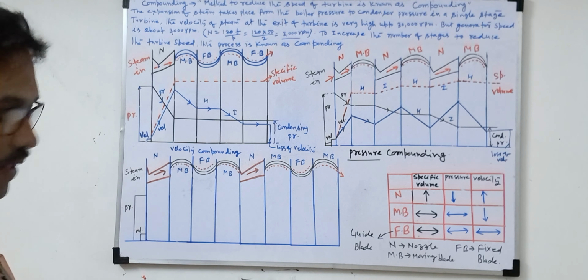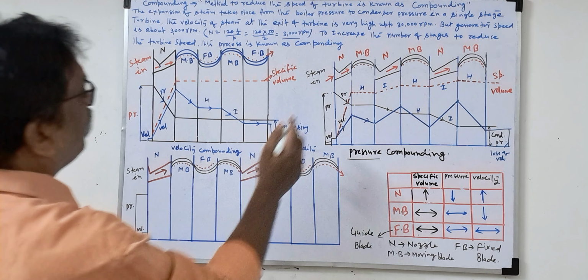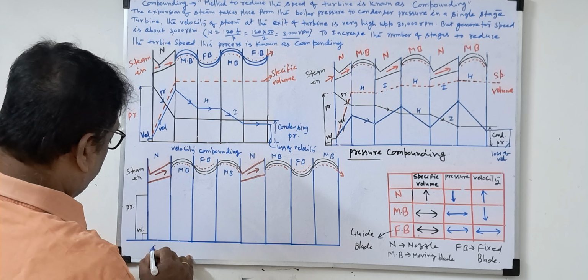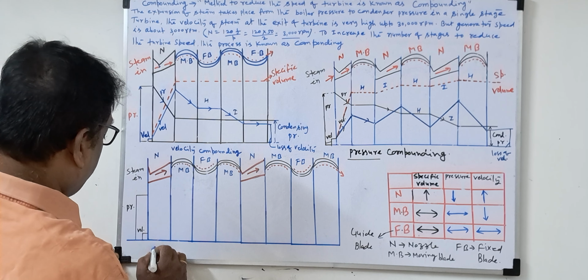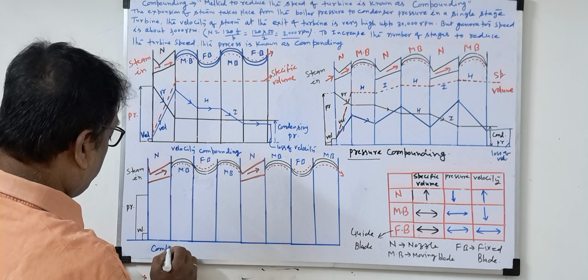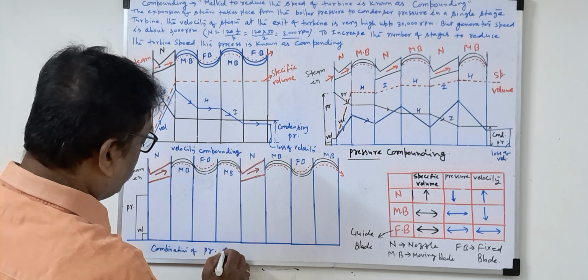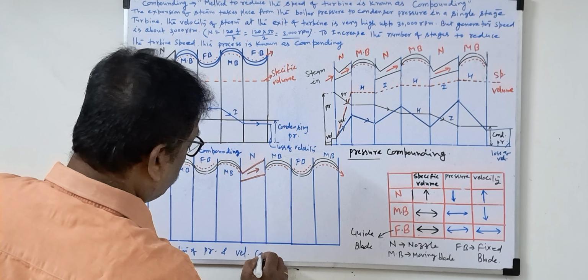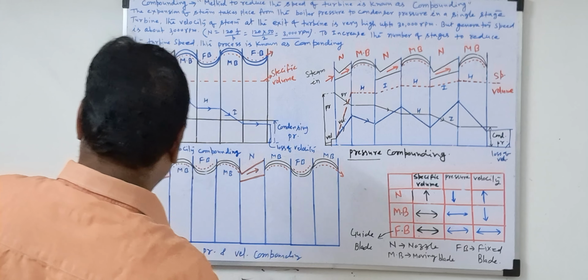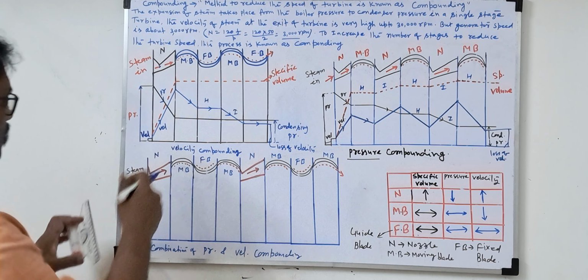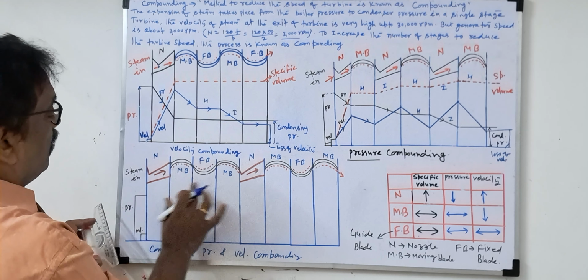So okay, now you look here. Combination of pressure and velocity compounding. So what is the variation here? Similar things will be there here. First, this looks like a velocity compounding.